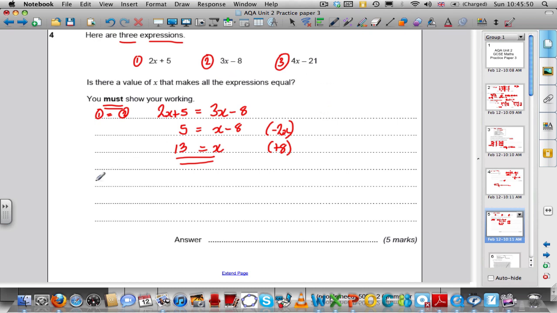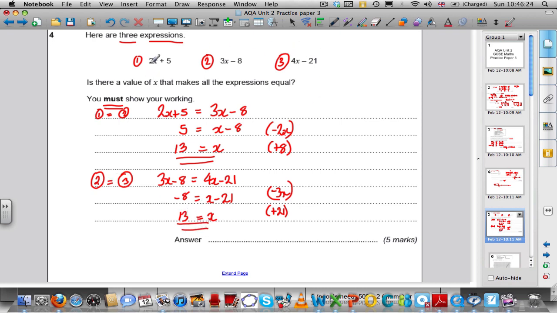Let's try and make, for example, 2 and 3 equal. If 2 and 3 are equal, we would have 3x minus 8 is equal to 4x minus 21. Subtract 3x from both sides. You get negative 8 is equal to x subtract 21. Add 21 to both sides to remove that negative, or subtract 21, and you get x is equal to 13 again. And hence 2 and 3 are equal.